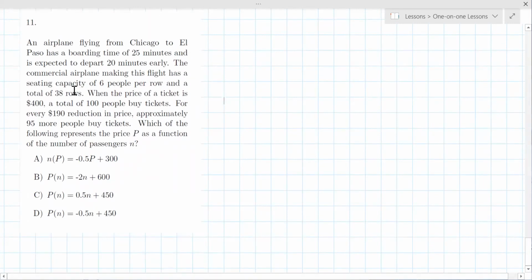I don't think we've done this question. It's a question about writing the equation of a line. So say that again. I don't think we have either. So let's look at this here together.